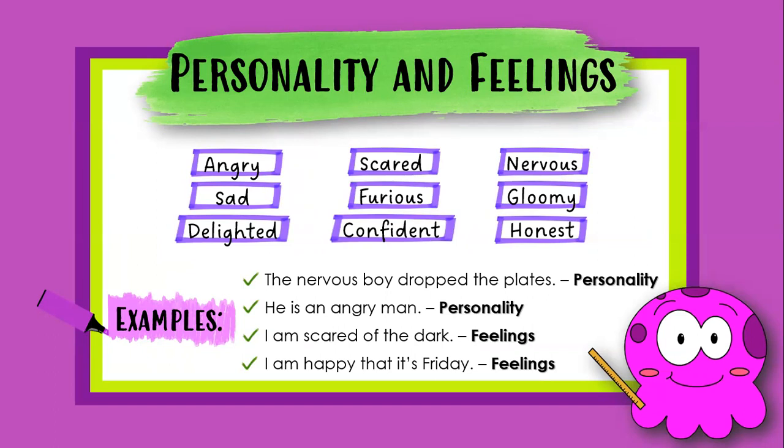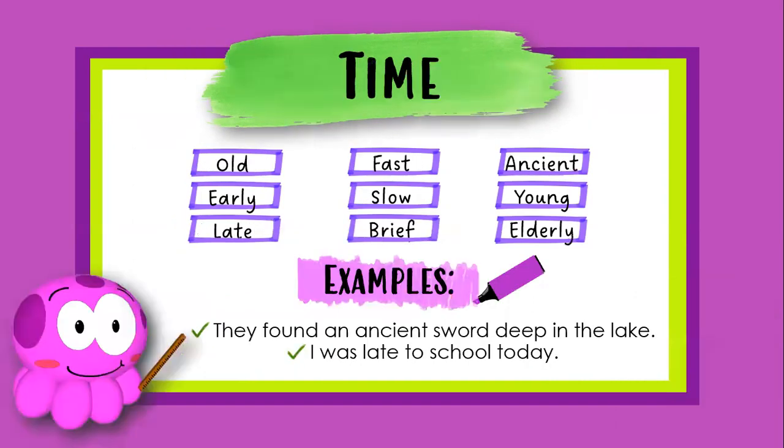So being scared of the dark is how you feel at the moment. Okay, so being scared is a type of feeling. I am happy that it's Friday. So being happy is a description of a feeling. You are happy because it's a particular day in the week. So happy in this case describes how you feel.